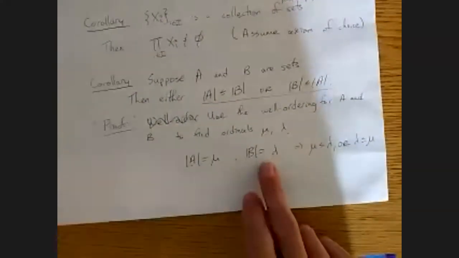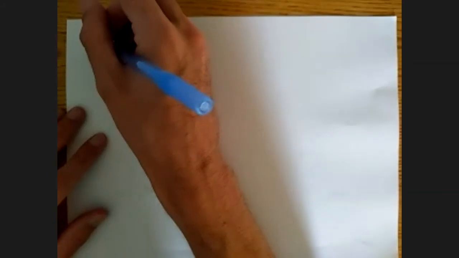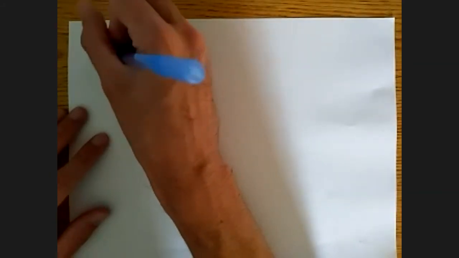Sorry for the delay. Okay, let's talk a little bit more about the axiom of choice. Let's prove a few more. Let me tell you another corollary. This is kind of like a corollary to one of the corollaries.